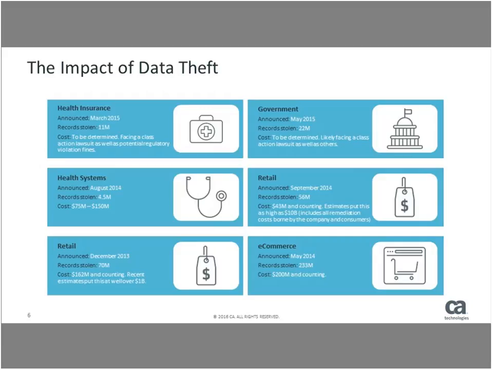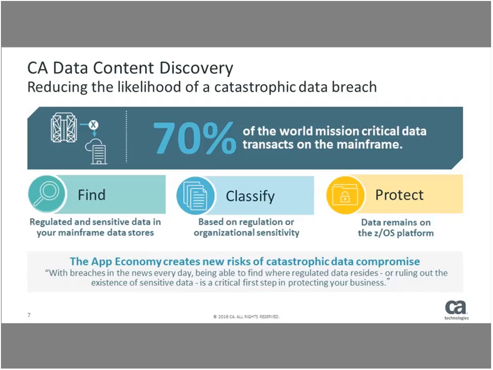Now, granted, many of these are happening through vulnerabilities and other things typically targeted at distributed systems. However, many of these are actually done through social engineering and insider threats. So we can't isolate this to a particular platform or blame this on substandards in security designed around certain platforms. This is one of the reasons that we created this new tool called CA Data Content Discovery, really to help our customers reduce the likelihood of a catastrophic data breach, recognizing, of course, that over 70% of the world's mission-critical data resides in transaction on the mainframe.